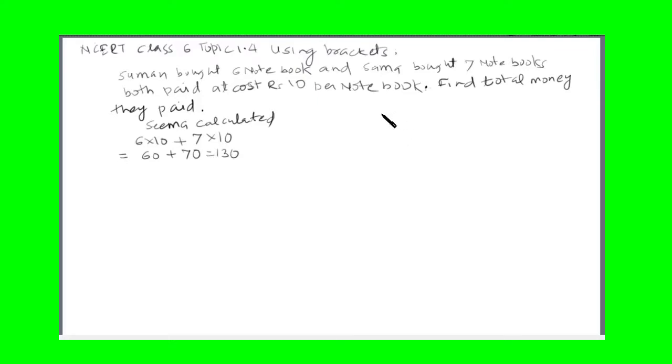Now, Meera calculated 6 plus 7 equal to 13. Then 13 multiplied by 10, which is equal to 130. Both calculated and reached the same answer.